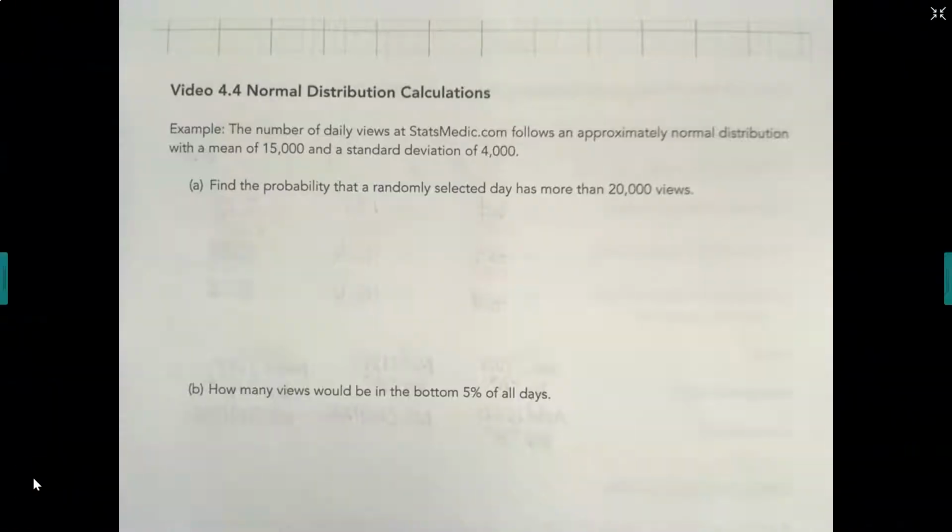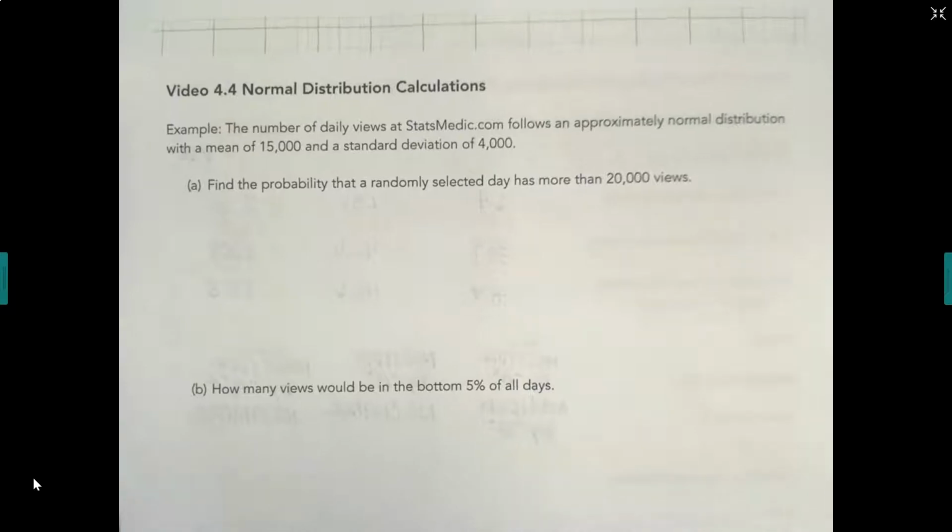Welcome to video 4.4, normal distribution calculations. So we've been doing normal distribution calculations with all our significance tests. And it's really just determining the probability of an event happening. So I included it with the probability section. So we have an example here.